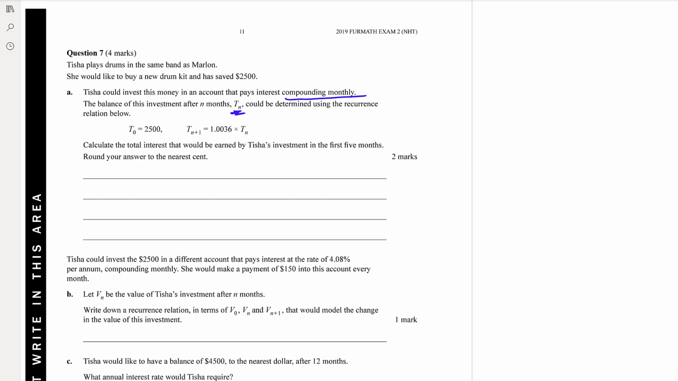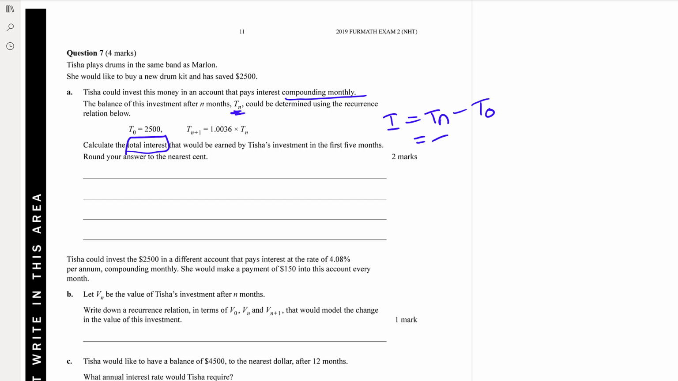So the first part of this question is: calculate the total interest that would be earned by Tish's investment in the first 5 months. I'm going to use a recurrence relation to do it. But before we do that, we've got to consider the interest, because that's what we're after. We need to find Tn minus T0. So it's what we end up with after 5 months minus what we started with.